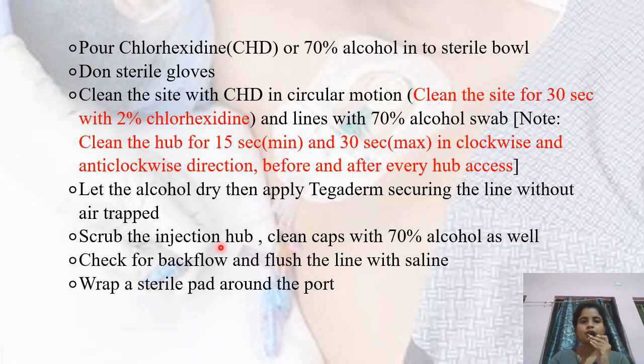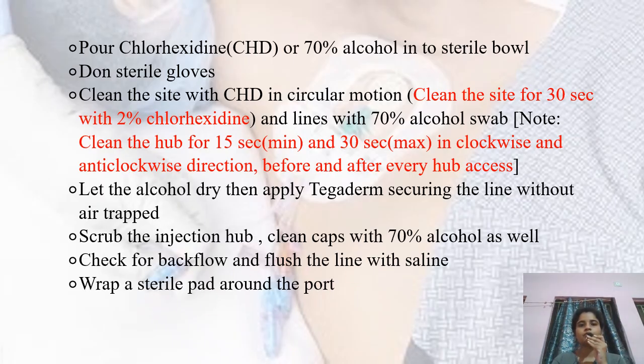Then scrub the injection hub and clean caps with 70% alcohol as well. Also the caps which are there, you can replace them, or the existing caps you can clean with 70% alcohol. Then check the backflow and flush the line with saline, so that you would be able to know whether the CVC has got dislodged or any clot is there or not. So you have to check the backflow of blood and flush the line after that with saline. Then wrap a sterile pad around the ports.